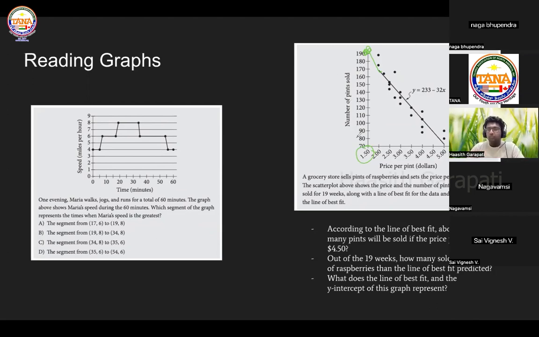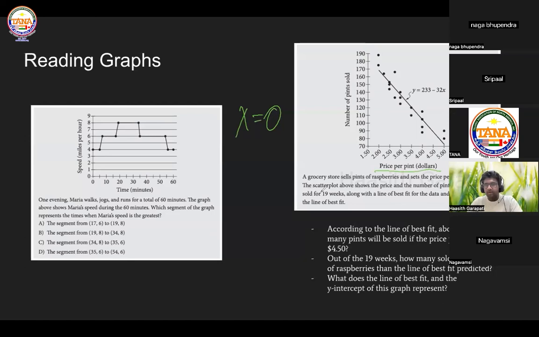When they ask you for y-intercept, do not look at what the graph is showing. Only think in terms of algebra, where y-intercept means x equals 0. And what does x mean? X means price per pint of the raspberries. So basically it's saying, what is the scenario where the price per pint is $0, aka free?